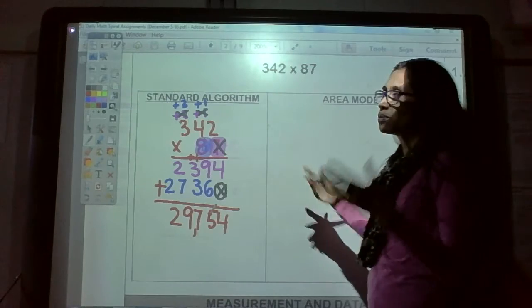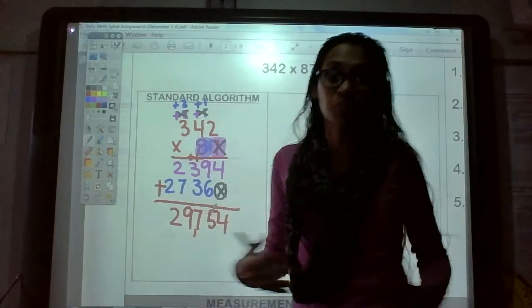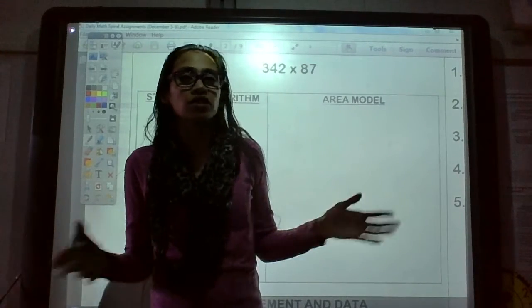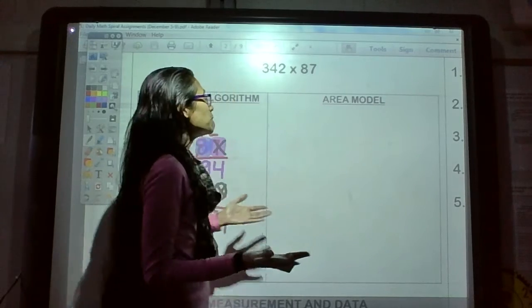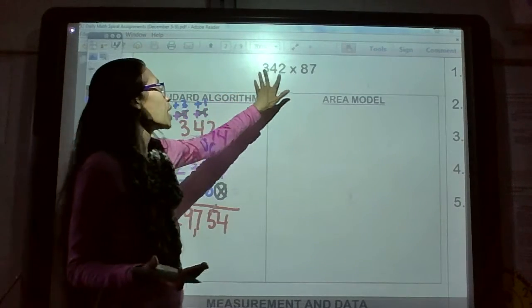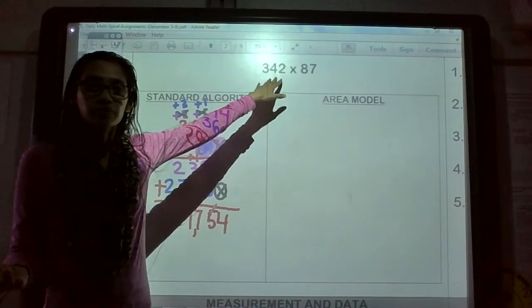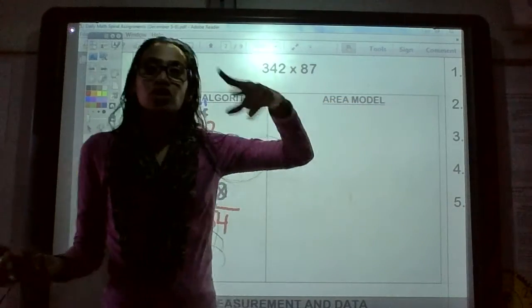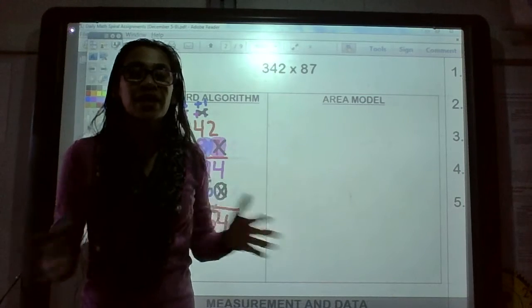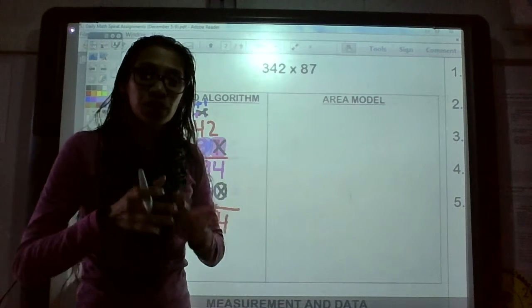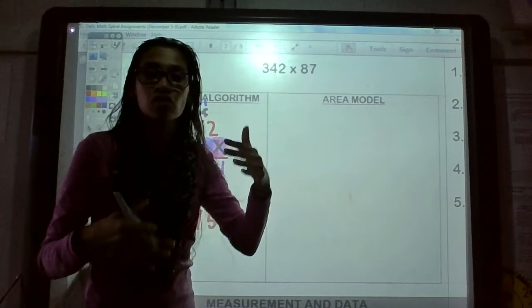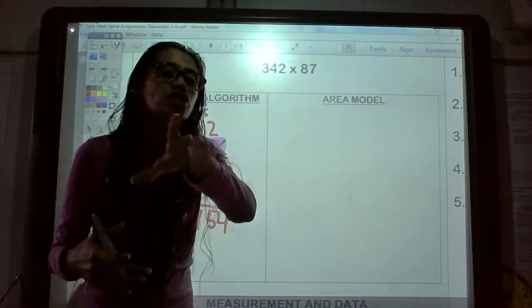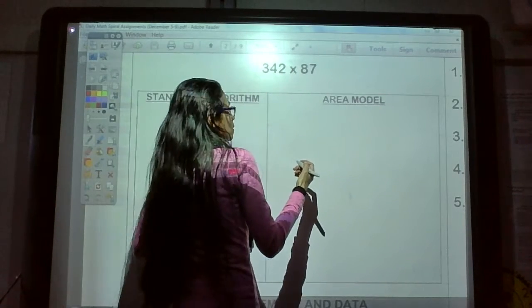So to do the area model, imagine area is the space. We are going to draw some rectangles or squares. Now, I see 342 has how many digits? 3 digits. And 87 has how many digits? 2 digits. So I need to make a rectangle that has 3 digits on the top and then 2 at the bottom, well, on the side. Let me just show you how to do that, okay?